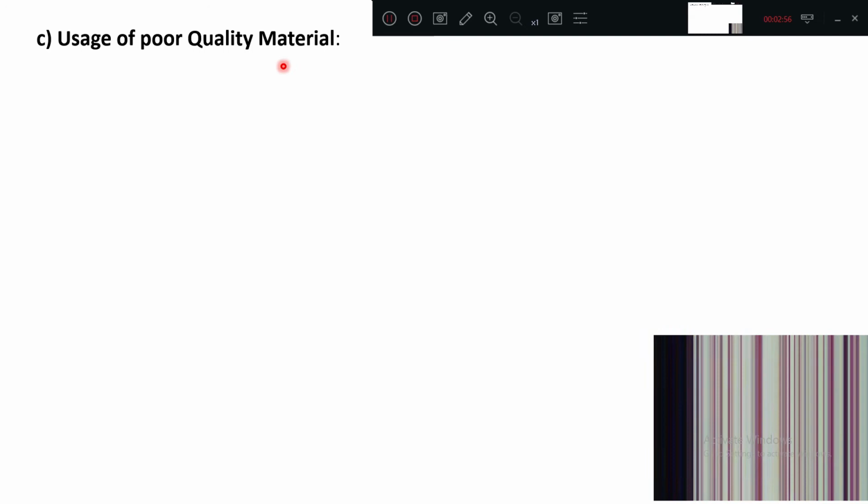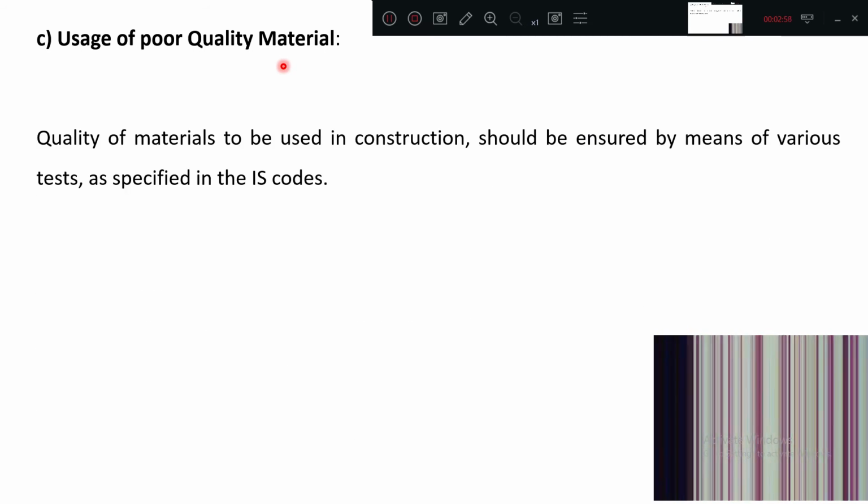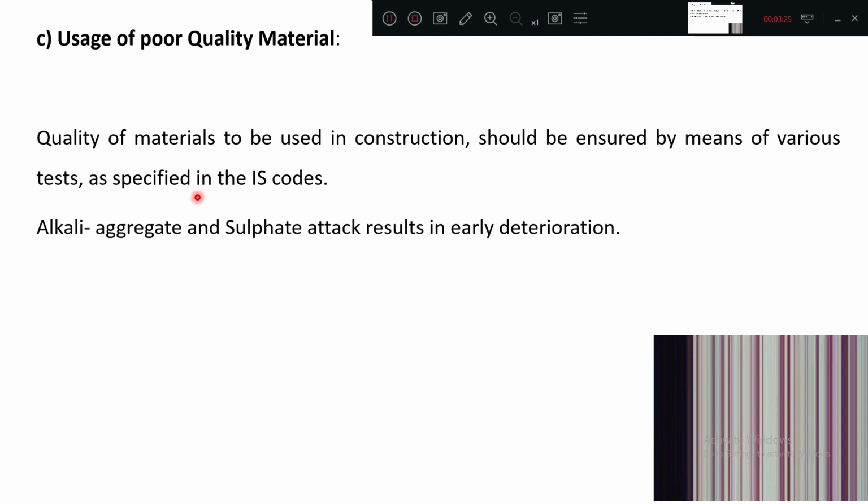Usage of poor quality material is one of the causes for defects. The quality of the material to be used in construction should be ensured by means of various tests. That is why you do the building materials lab test, concrete material test, soil mechanics test. All those laboratories have the testing apparatus, so they will check the quality of the materials, maybe cement, aggregate, sand, steel. These should be according to the IS codes, and their specification limits should match the IS codes.